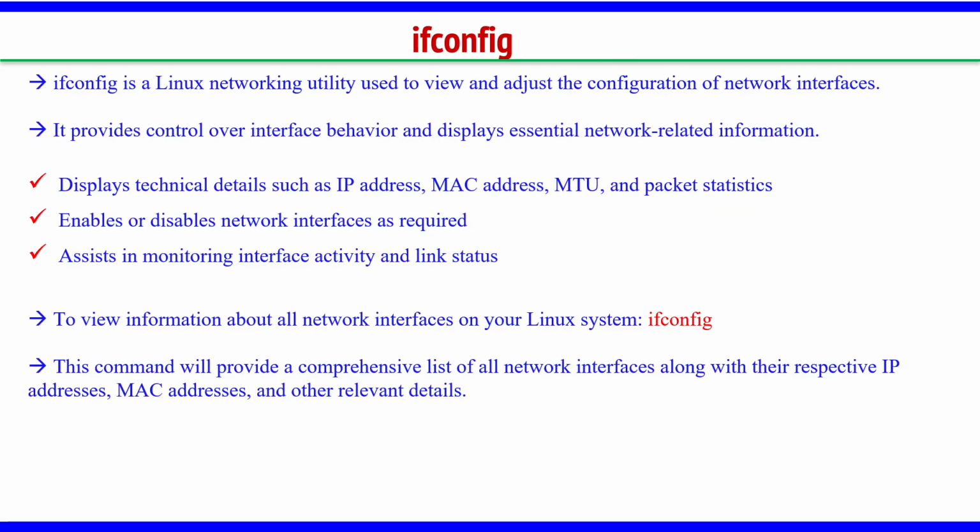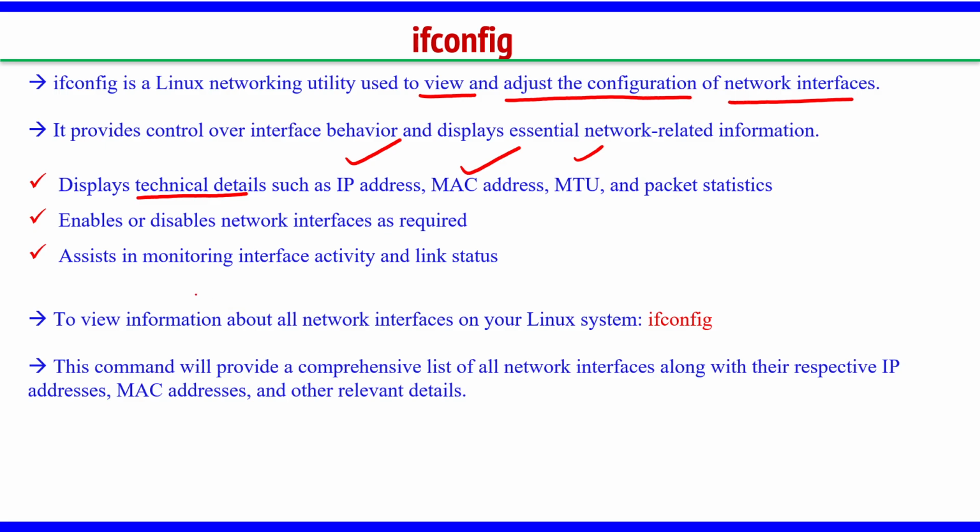So we'll see the first command, ifconfig. Ifconfig is a Linux networking utility used to view and adjust the configuration of network interfaces. It displays technical details such as IP address, MAC address, MTU, packet statistics, etc. Basically, to know the current IP address of the system and what the MAC address is, I can use ifconfig.